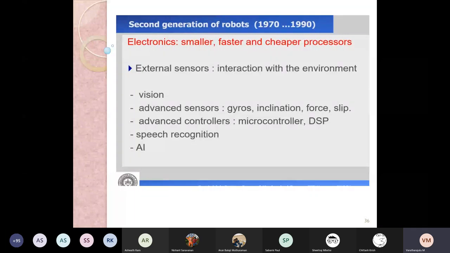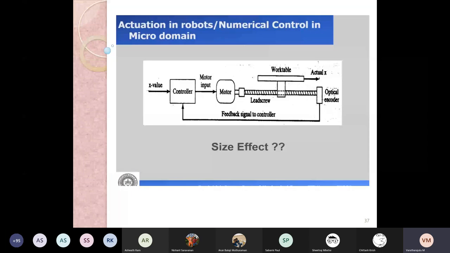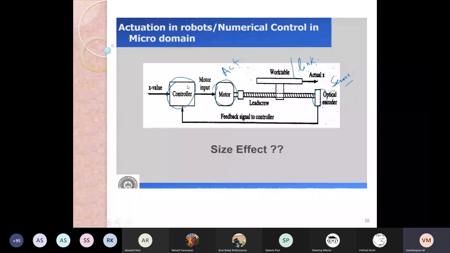This is the actuation of the robot, that is numerical control in the micro domain. We have a controller controlling the motor, and the motor can rotate and move the oak table from one place to another. Once it reaches the end, the optical encoder gives signals to the controller. If we try to reduce this system into a smaller, tiny one, we need to think about whether it is feasible to create it in a 20 mm cube. Here we have a motor. Instead of motors, how can we reduce that? Instead of motors, we can use actuators.